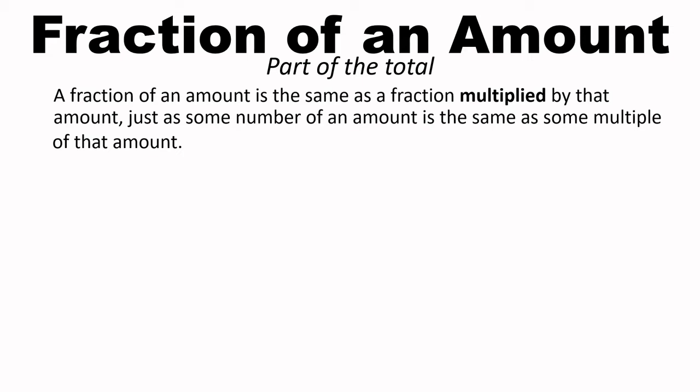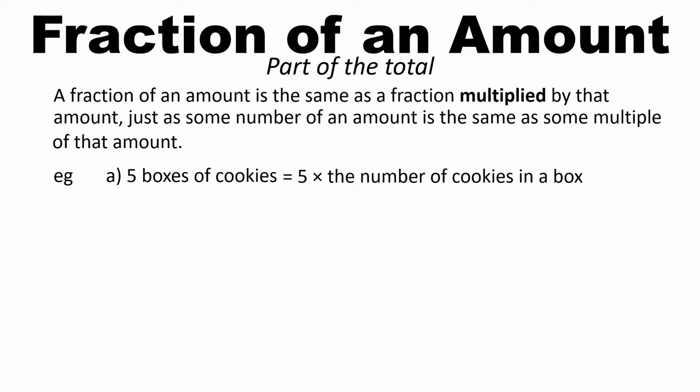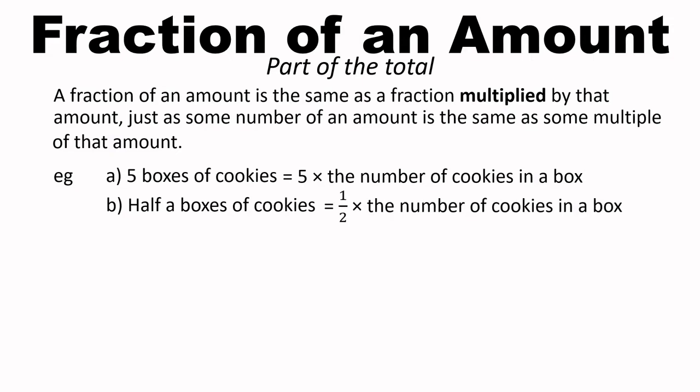Now maybe this is getting a bit wordy, so let's try with an example. If I wanted to know how many cookies were in 5 boxes of cookies, that's some number of some amount, we would work this out by doing 5 times the number of cookies in a box. So some number of an amount is some number multiplied by that amount. In the same way, we could work out the number of cookies in half a box of cookies by doing a multiplication of a half by the number of cookies in the box. So very often when you see "of" in a question, that means multiplication.